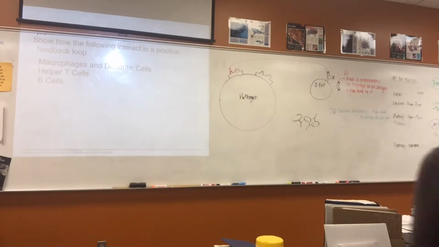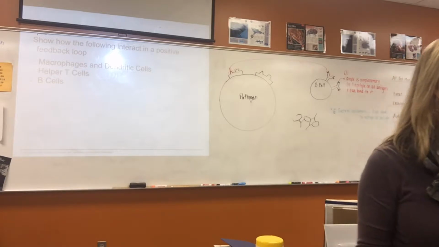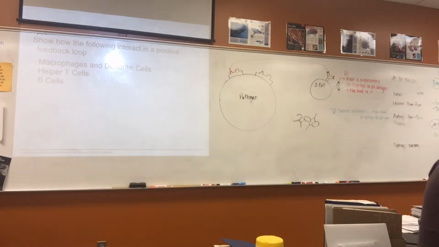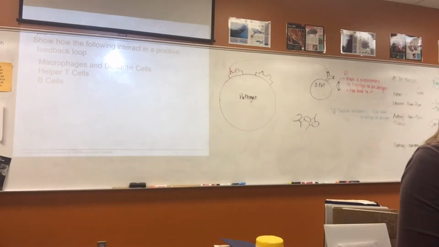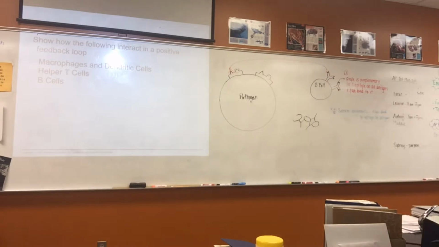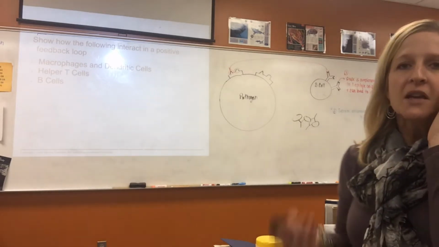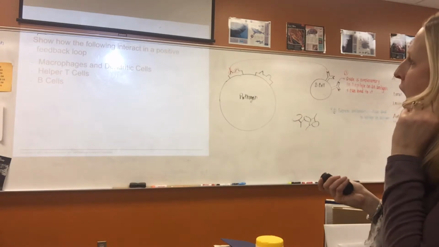And so the example we used is with contractions in childbirth. The pressure on the cervix causes the release of oxytocin, which causes the uterus to contract more. The uterus contracting more increases the pressure, which causes more oxytocin to be released, and you get this cycle until, of course, what happens? The child is born, right? And so we want to figure out how this positive feedback loop relates to these cells.